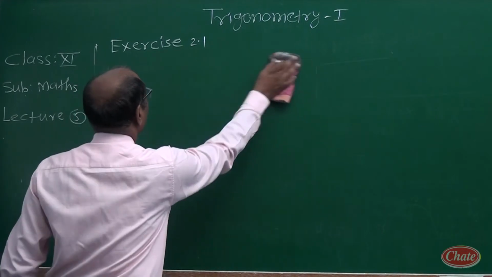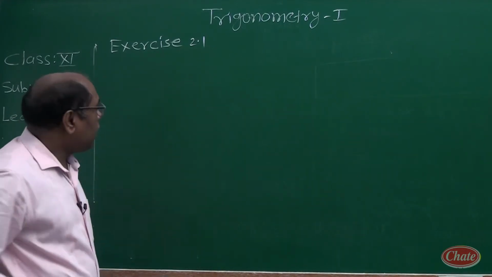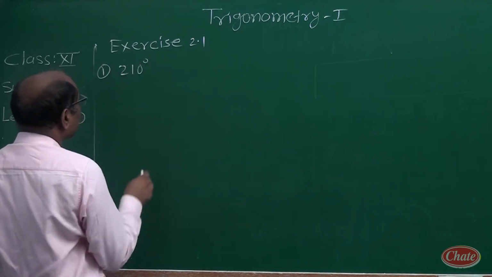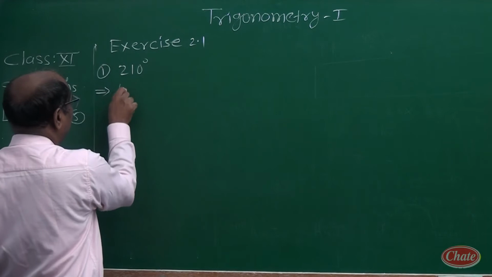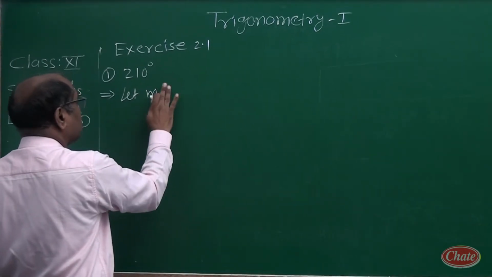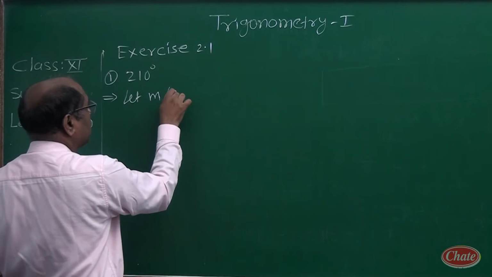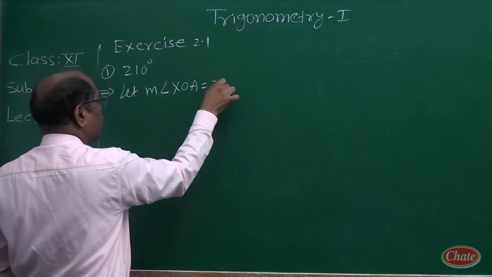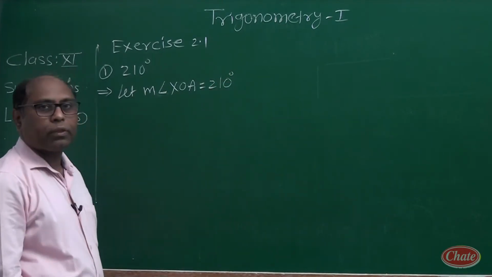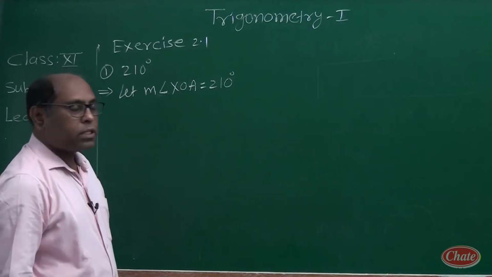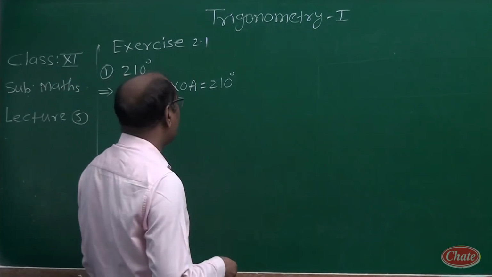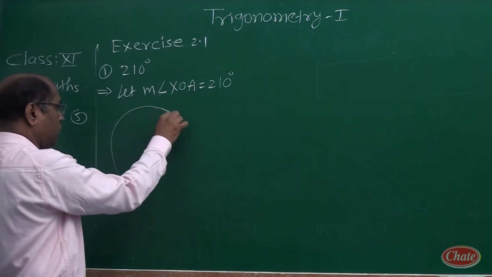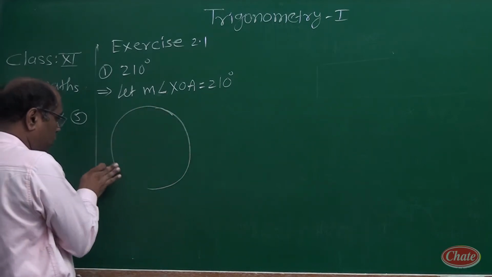So we are given the angle 210 degree. Now let the measure of angle XOA be equal to 210 degree. Now I have to draw a standard unit circle.